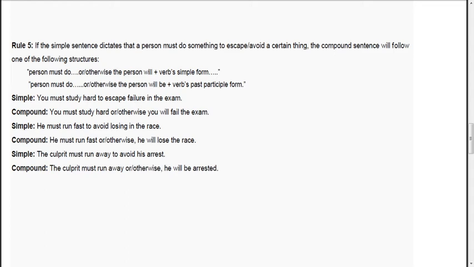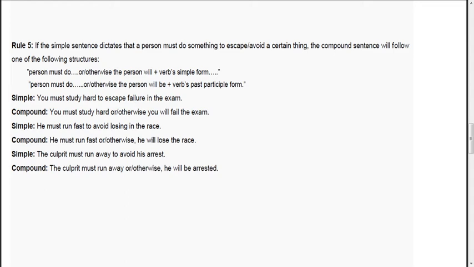You must study hard to escape failure in the exam. Earlier we found that you must study hard to get good marks, but here it says you must study hard to escape failure in the exam. So in this case we will take otherwise, and in future it will be future simple but in affirmative structure, but the flavor can be negative. So you must study hard, otherwise you will fail in the exam.